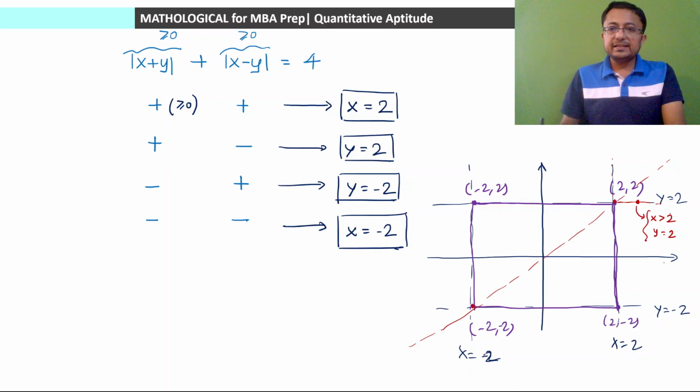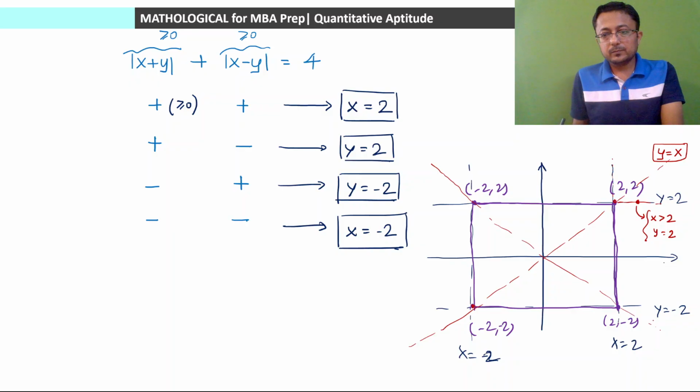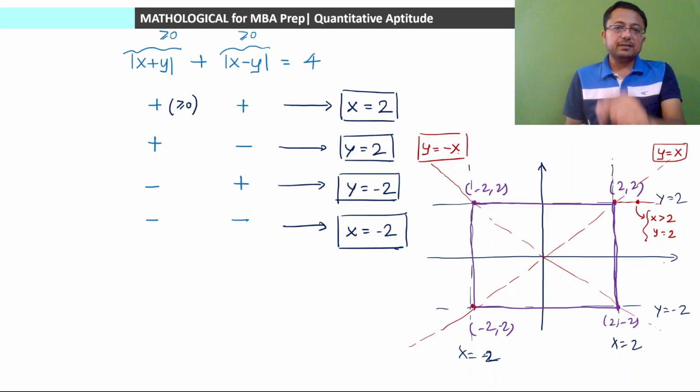Achha, otherwise also, if you connect these 2 points, diagonal points, connect these 2 points. So this diagonal line is nothing but y is equal to x. This line is y is equal to x. Similarly, the other diagonal, that is going through 2, -2 and -2, 2, this is y is equal to minus x. These two lines are our diagonals. Y is equal to x and y is equal to minus x.